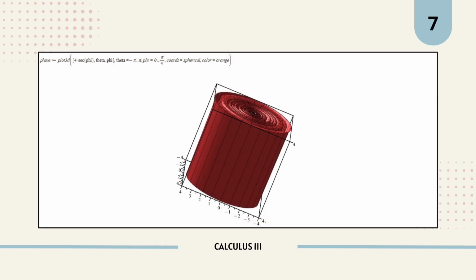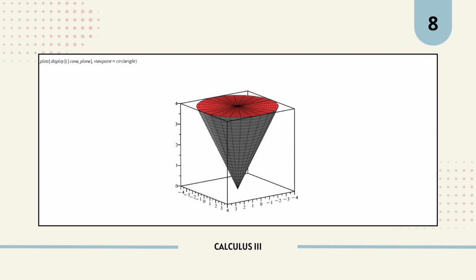For the plane, I start with plot3d, 4 times secant phi, theta, phi. Theta equals -pi to pi, phi equals 0 to pi over 4, and then coords equals spherical and the color I choose is orange. To combine the diagram, I start with plots display, cone and plane, viewpoint equals circle right.